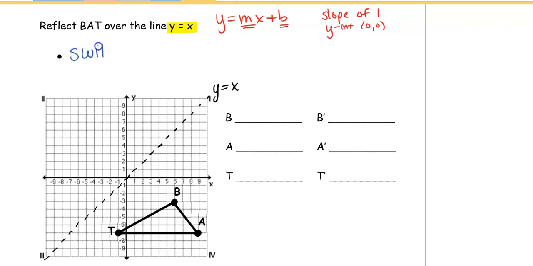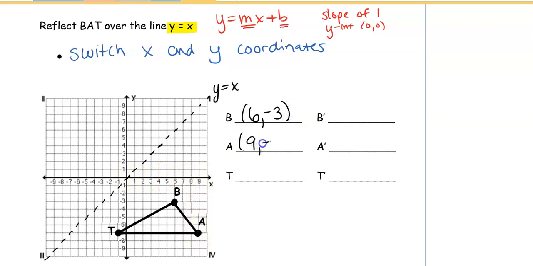Now the really easy part about this is to find your new points. All you have to do is switch your x and y coordinates. So that does require us to know the original coordinates correctly. So if I see B, B is at 6, negative 3. I go over to A, I go right 9, down 7. T, I'm going left 1 and down 7. So those are the original coordinates of my triangle BAT.